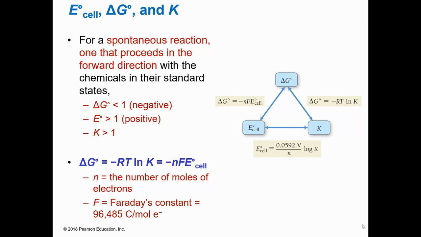Also, hopefully you remember the negative RT ln K when we did delta G last chapter in chapter 18. Now we've got a new one where we've got negative nFE. N is the moles of electrons, and it needs to be the total moles of electrons. So if you do multiply a reaction, make sure you're paying attention to moles of electrons. Also, Faraday's constant, we normally just use 96,500. That's what I type into the calculator. And this little triangle just shows you how to get from one thing to another.